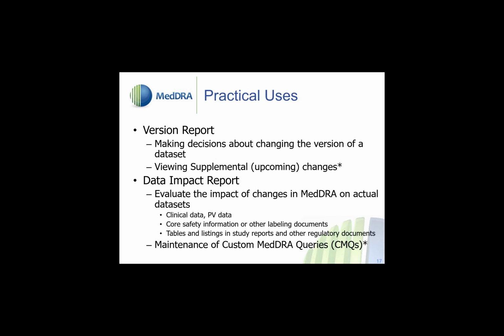So what does that mean in practical use? I've suggested a couple of things that we have demoed in other places and ways that I've used these reports in other roles. So for the version report, a very practical use for this report is making decisions around how to version control your data set. When to upversion your data prior to submission of a CSR, for example, how to allocate enough time and resource to determining impact of a MedDRA version change on data that you have already coded in a previous version.